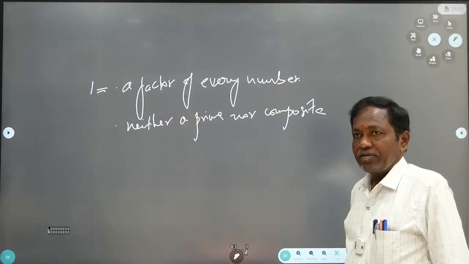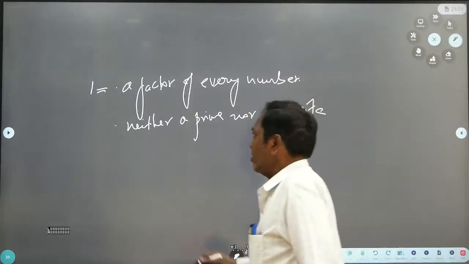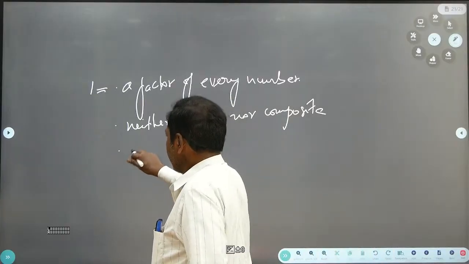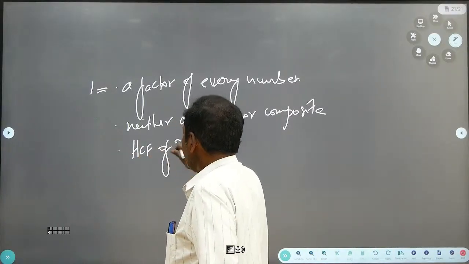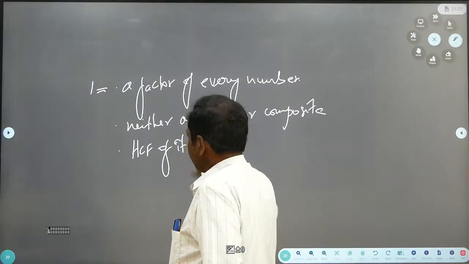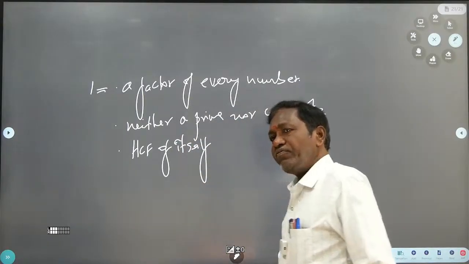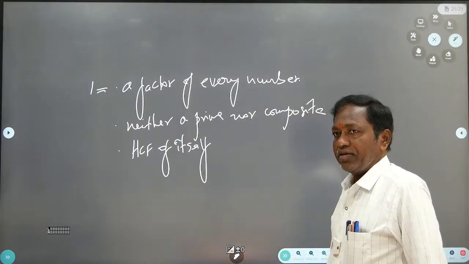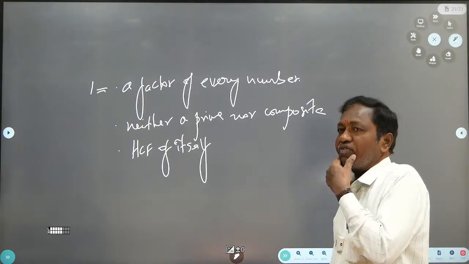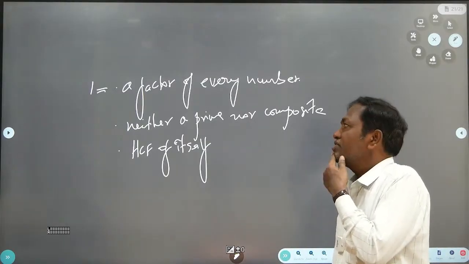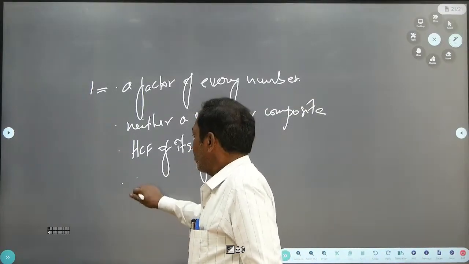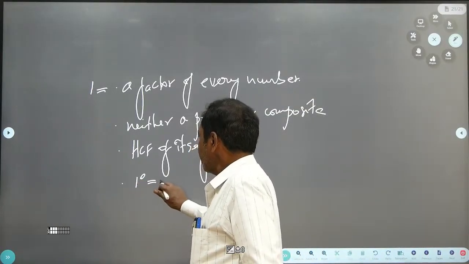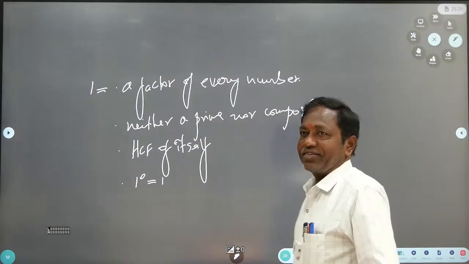1 is the HCF of itself. HCF is the highest common factor, and 1 is a common factor of itself. Next, 1 to the power of 0 is 1.